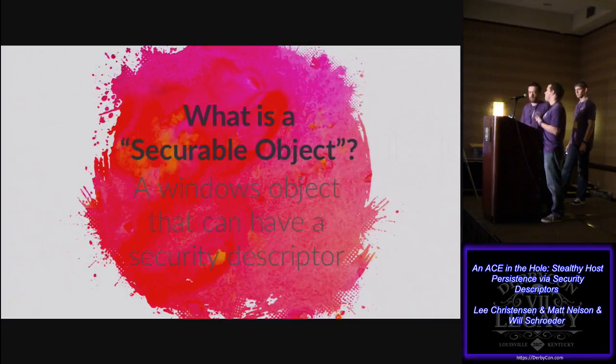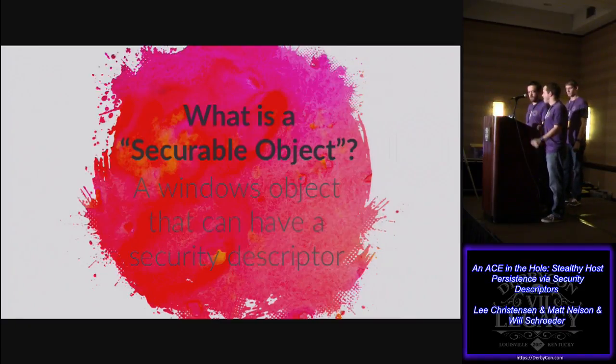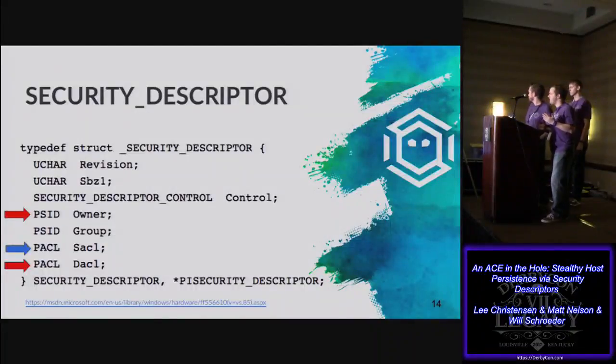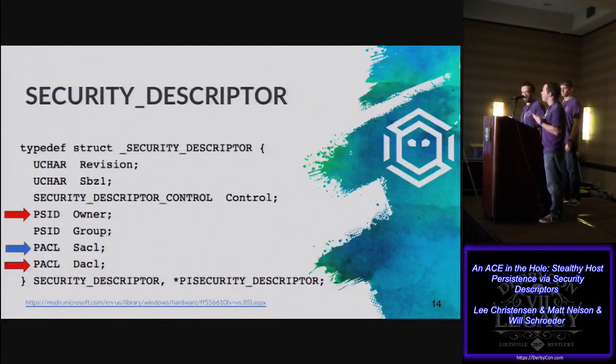Well, there's a lot of objects in Windows. There's built-in NT objects that most people are probably familiar with, like processes, files, tokens. All those things have security descriptors, but there's some lesser-known things that also have security descriptors, such as RPC servers, print servers, and several other objects.